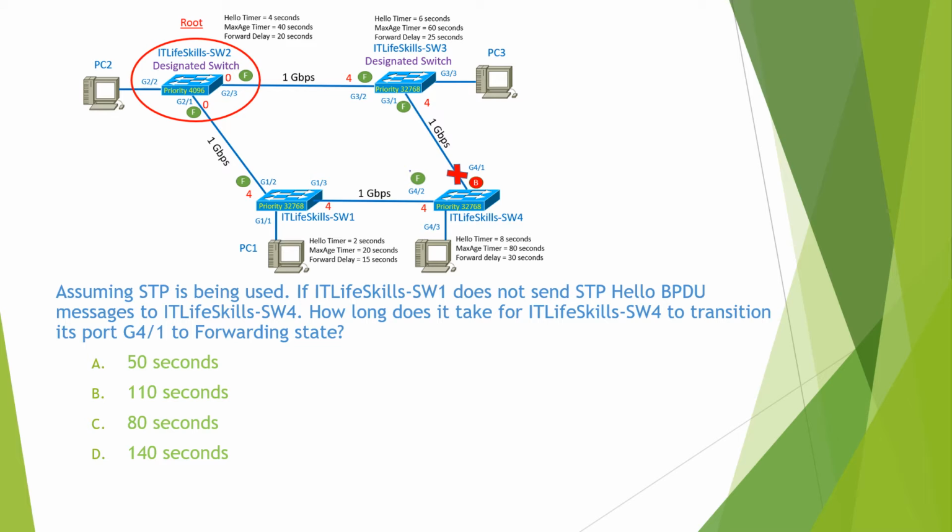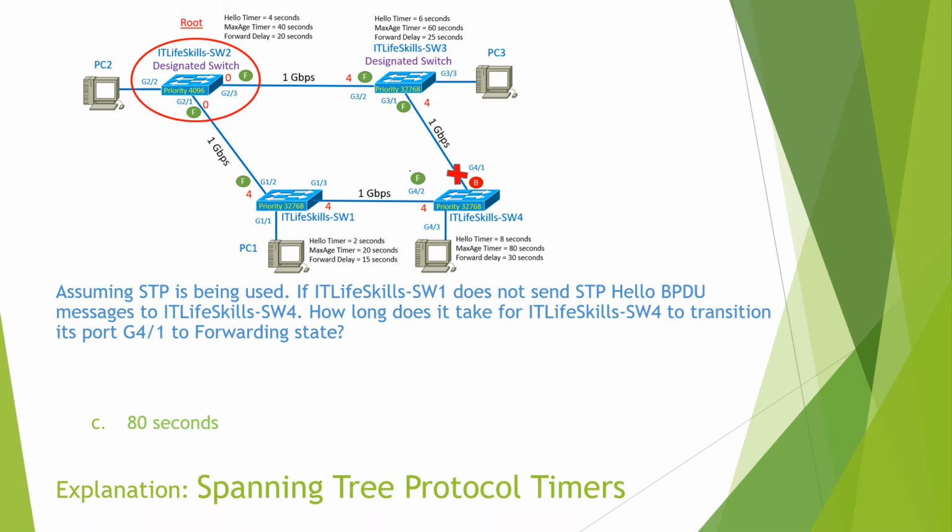So the total wait time is 40 seconds plus 20 seconds plus 20 seconds. So it is 80 seconds. Therefore, the answer for this question is C. You can find the detailed explanation for this question in the video, Spanning Tree Protocol Timers.